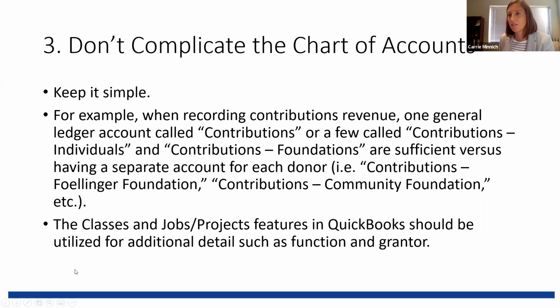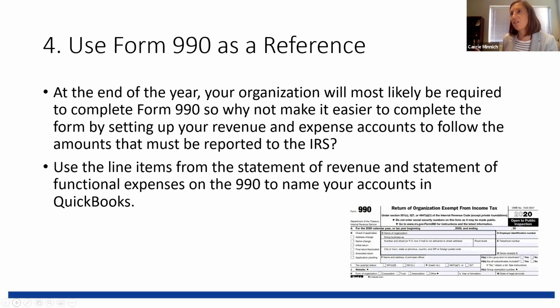And when you are looking to set up your chart of accounts, one thing that you can use is the 990 as a reference. Obviously, at the end of the year as a nonprofit, unless you're a religious organization, you're going to have to file a 990 with the IRS. And so you're going to want to have information readily available to put your transactions into the 990 form. So by using the 990 as a reference when you're setting up your accounts, that's going to be very helpful at the end of the year.